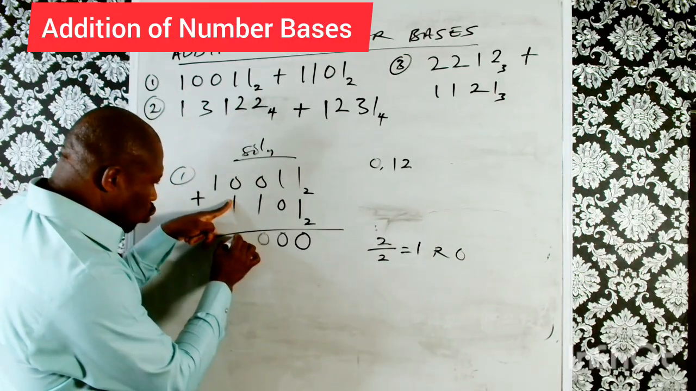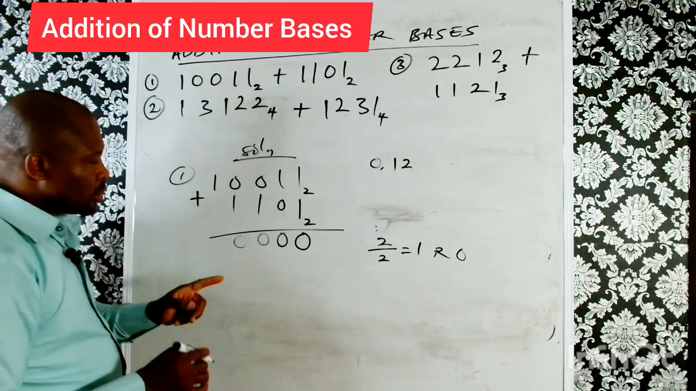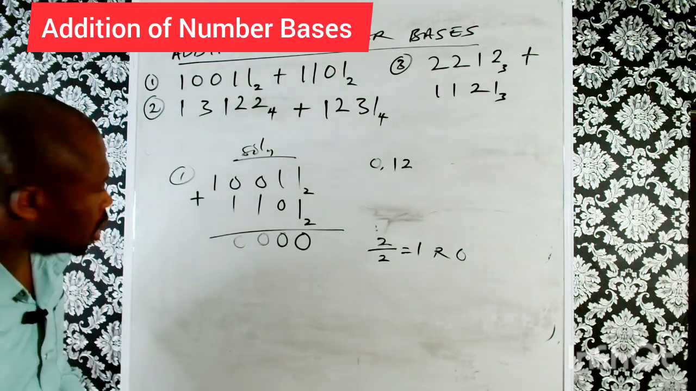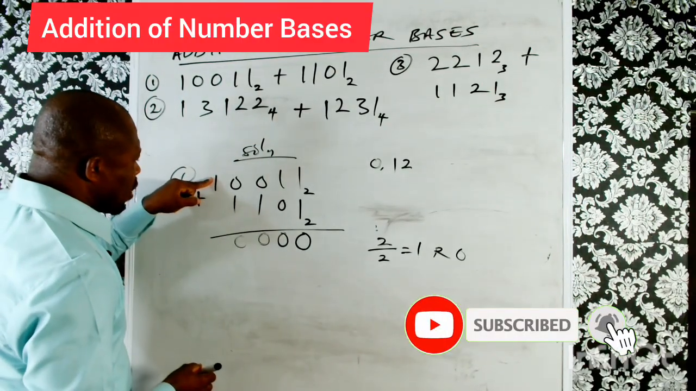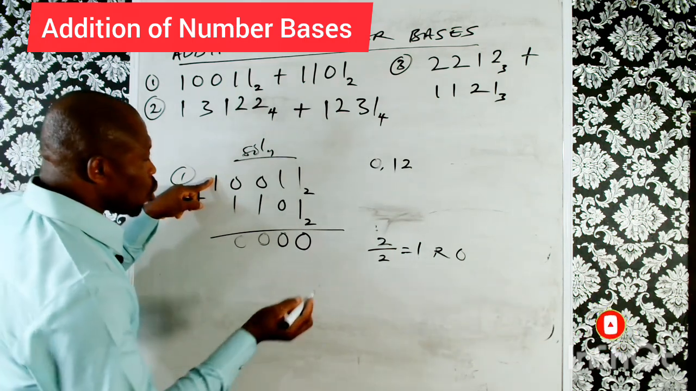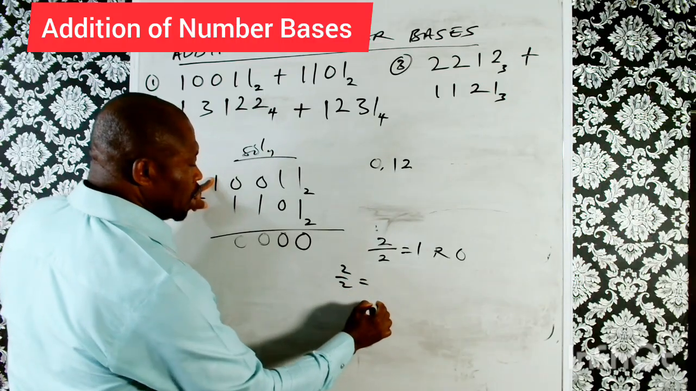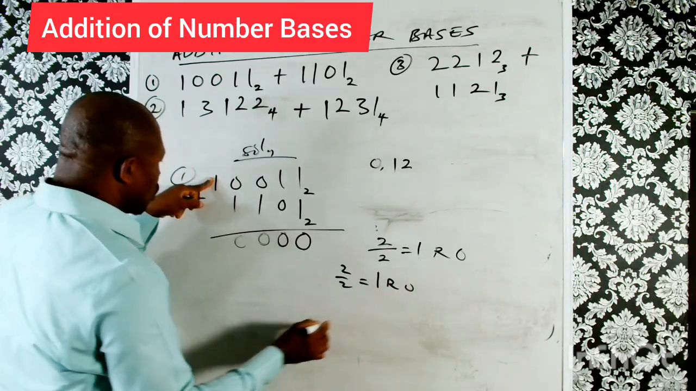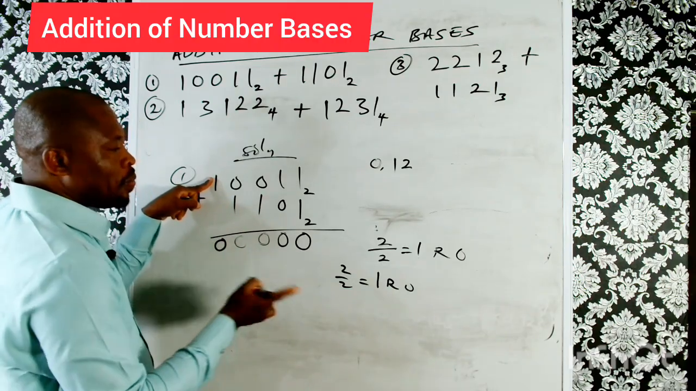Since 0 is going to remain, we keep it here. Carry 1 that is left, and put it to this one we have here. Since this one we have here is 1, 1 plus 1 is 2. And of course, we cannot write 2 also. What we are going to do is 2 divided by 2. 2 divided by 2 is 1, remainder 0. So that remainder, we write it here.